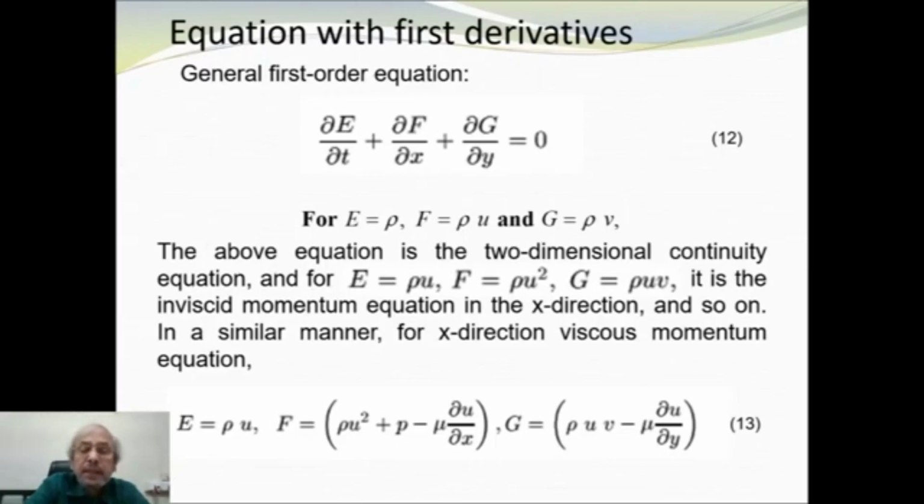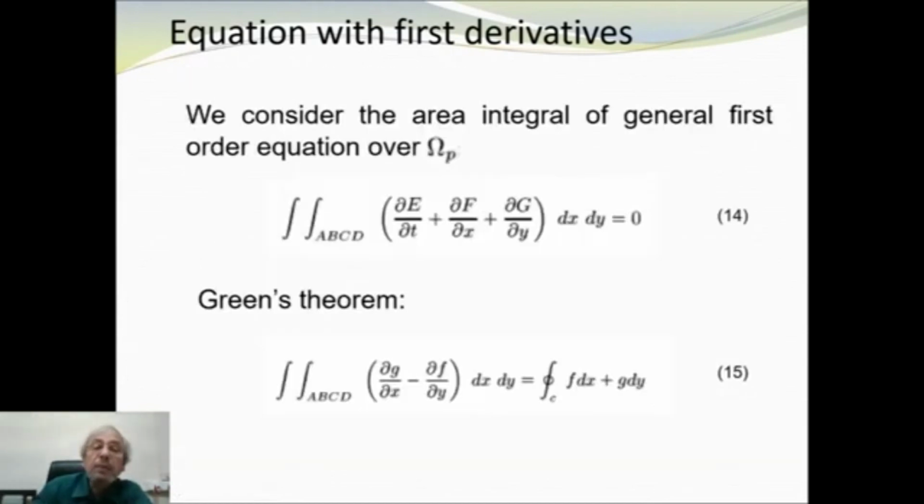In a similar manner, if we substitute E by rho u, F by rho u square plus P minus mu del u del x, and G by rho u v minus mu del u del y, then equation 12 will be the full Navier-Stokes equations, x direction Navier-Stokes equations, or x direction momentum equation.